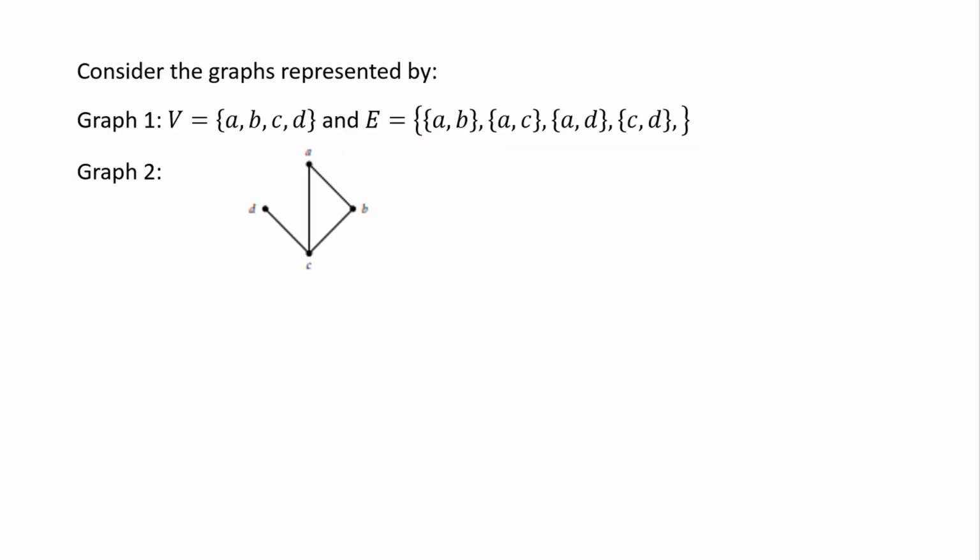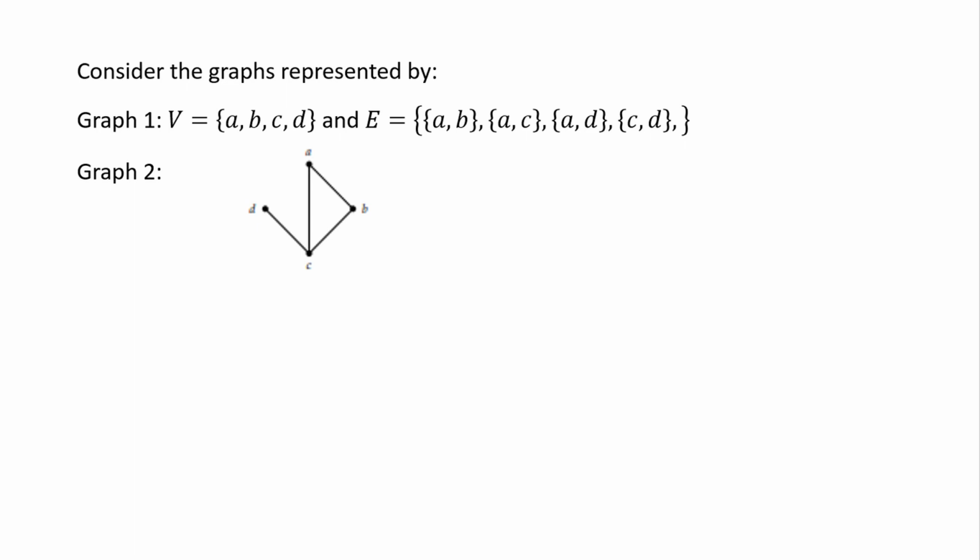Consider the graphs represented by Graph 1. The set V consists of the elements A, B, C, D. The letter V is to suggest vertices, and the set E, which consists of the sets AB, AC, AD, and CD. The letter E is to suggest edges. So graph 1 has 4 vertices, 4 edges, and the vertex starting at A is of degree 3.